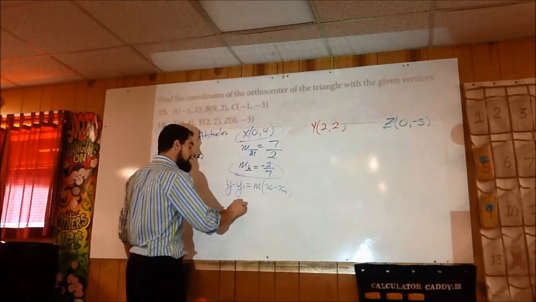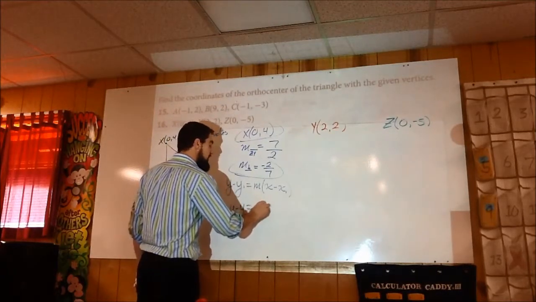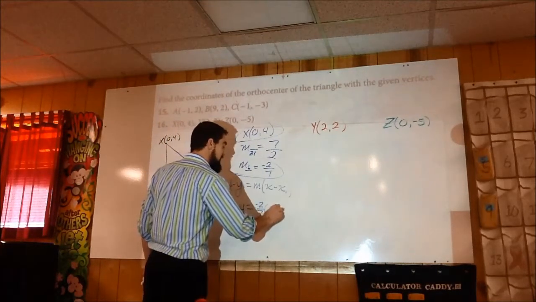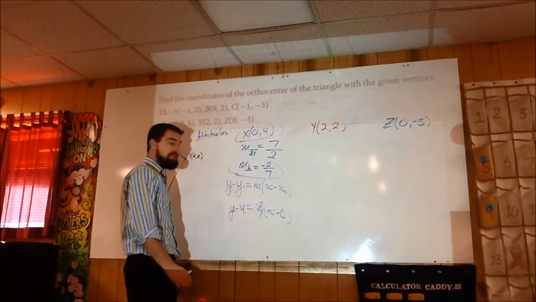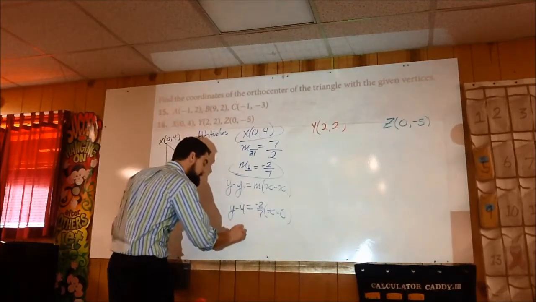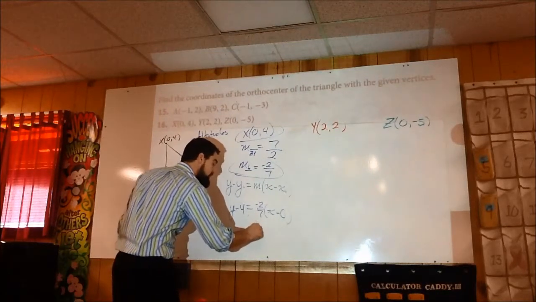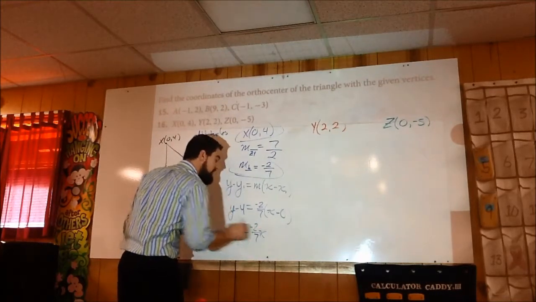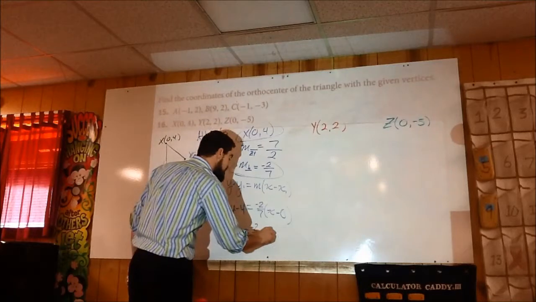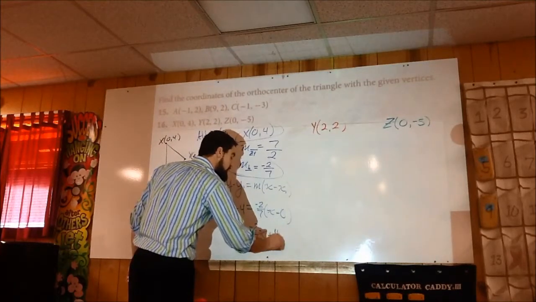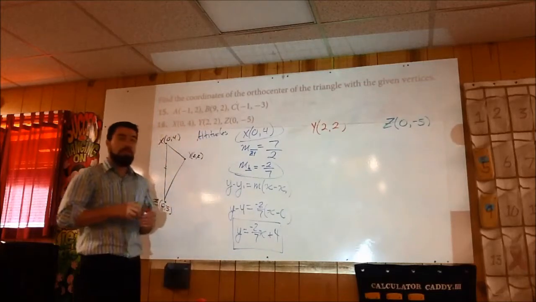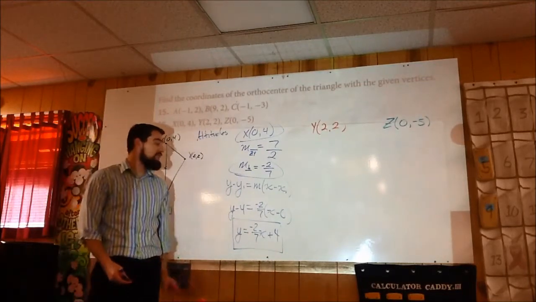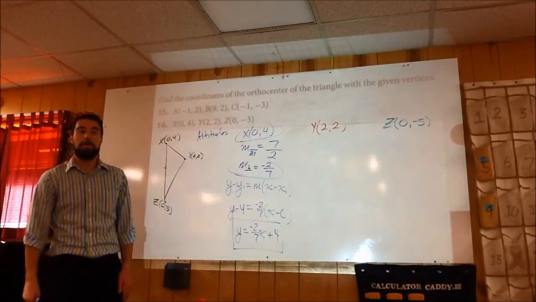So it's going to be y minus 4 equals -2/7 times the quantity x minus 0. So what's the first thing I have to do? You've got to distribute your slope first. Then you can get that variable y by itself. In the end, your equation, when you're done simplifying, of this altitude from point X is y equals -2/7 x plus 4.